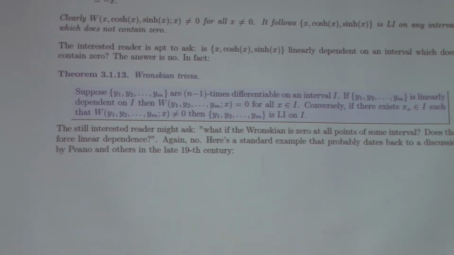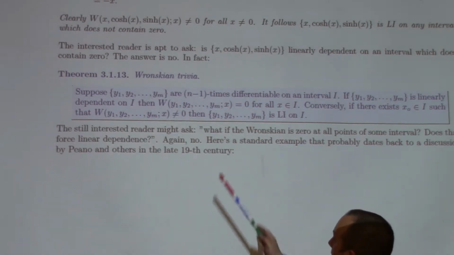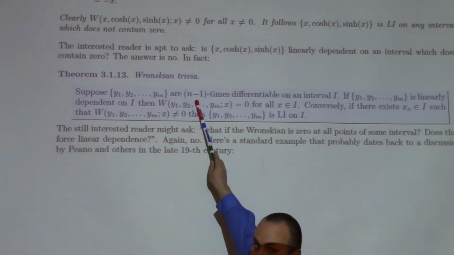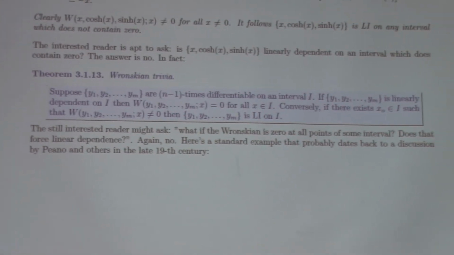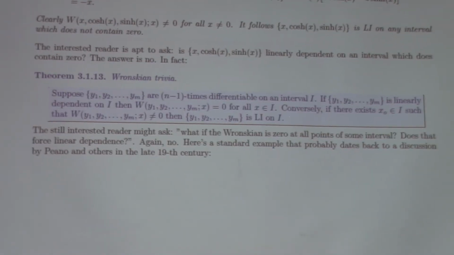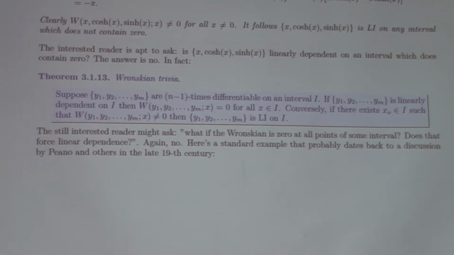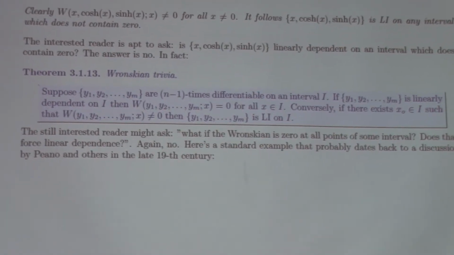Oh, I think that's a typo. What should I have here? M. Yeah, m, because I'm talking about m functions on interval I. Then if that set of functions is linearly dependent on I, then the Wronskian is identically 0 for all x in I.